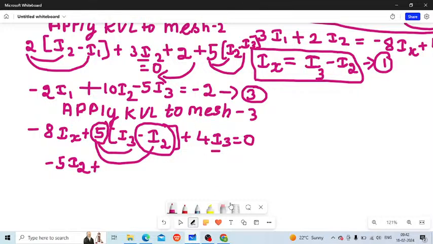So plus 9I3, which is equal to plus 8ix. It's not minus, because here it is minus 8ix, which comes to the right hand side to make it plus 8ix.